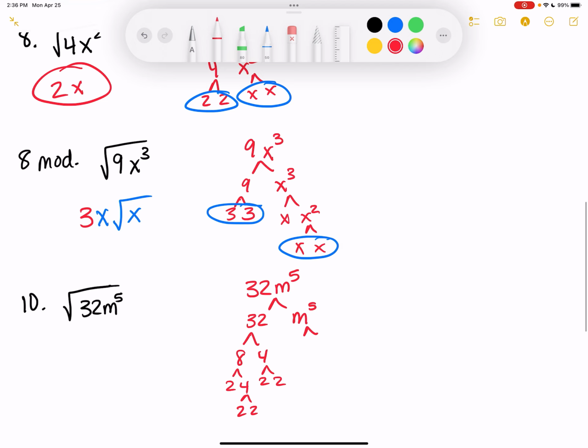Now m to the 5th. It doesn't really matter how you want to write this. If you want to write it as m to the 1st and then m to the 4th, that's fine. If you want to do m squared and m cubed, it doesn't matter. Again, you don't necessarily have to do this with the variables. It just might help you see it a little better. So this is m and m. M cubed is m and m squared. And then m and m. Candy.